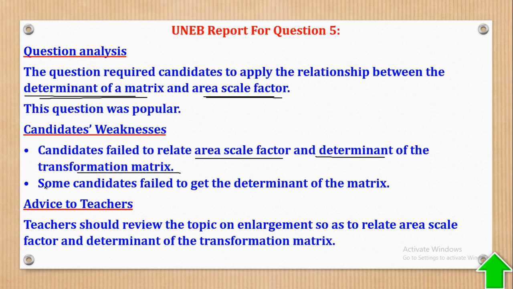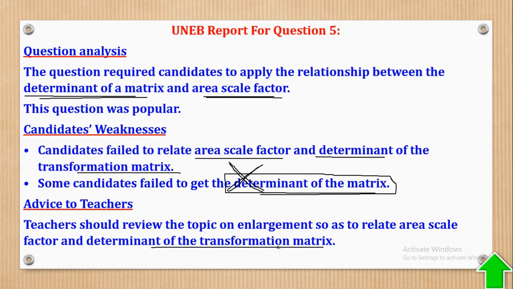Another one is that some candidates failed to get the determinant of a matrix. So you have to know the correct formula for getting the determinant of a matrix, which is the product of entries in the major diagonal minus the product of entries in the minor diagonal. Then advice to teachers is that teachers should review the topic on enlargement so as to relate area scale factor to the determinant of a transformation matrix.